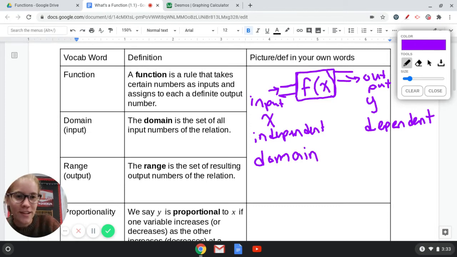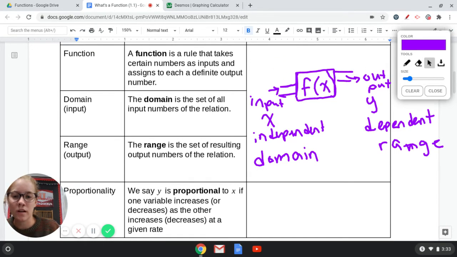All right, and then range is our outputs for a certain function. If I say describe the range for a function, you would just describe all of the possible outputs, which we will talk more about later in the notes.